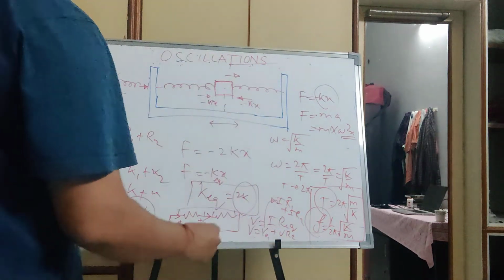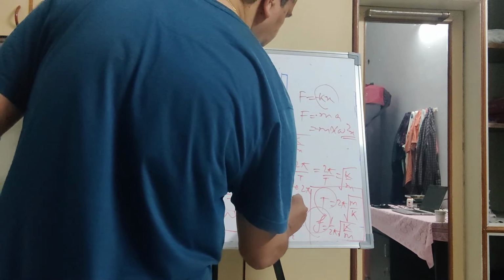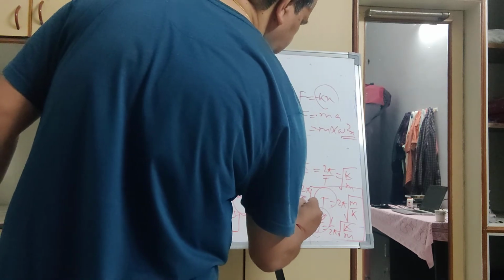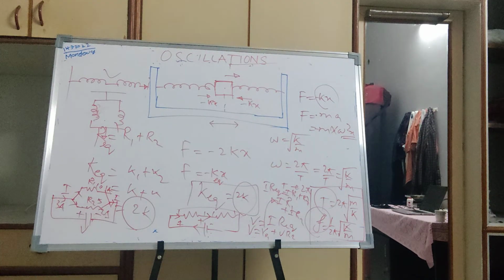So it becomes I R equivalent is equal to I into R1 plus R2. So you got the R equivalent derivation. R equivalent is equal to R1 plus R2. Similarly, you can derive the equivalent resistance for resistances in parallel.